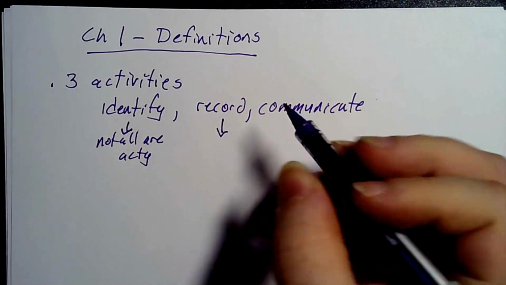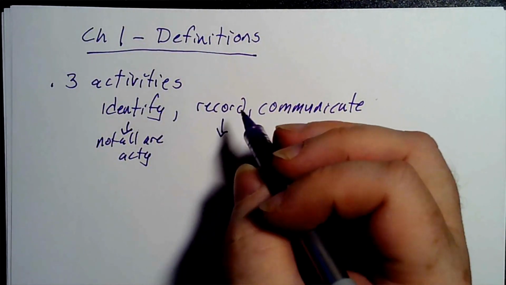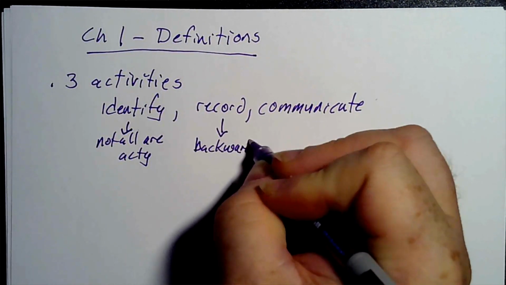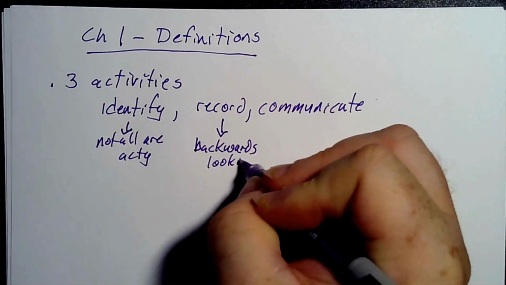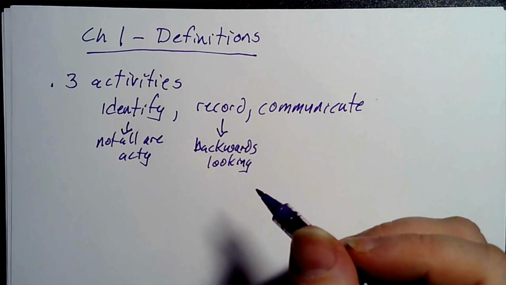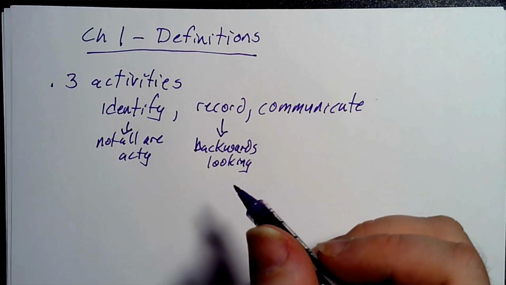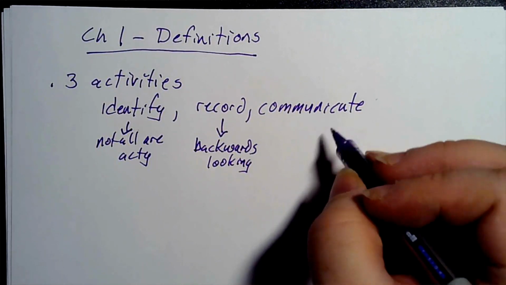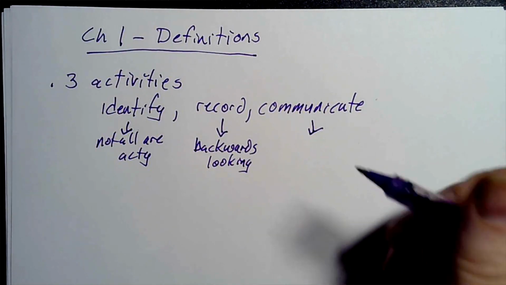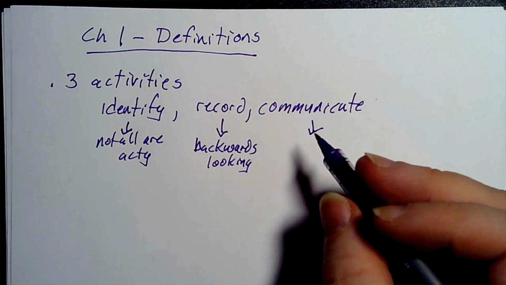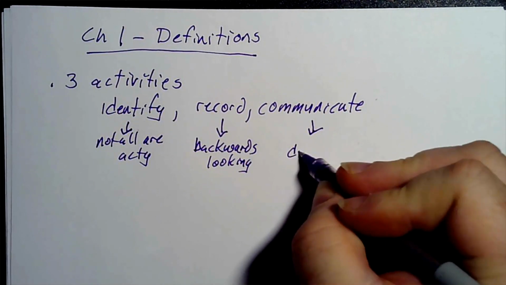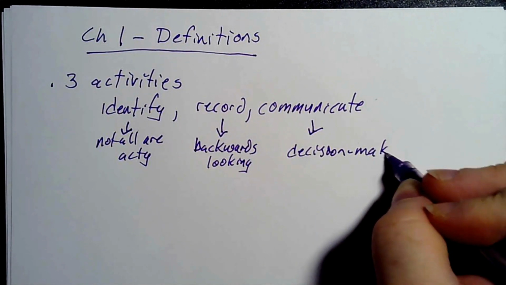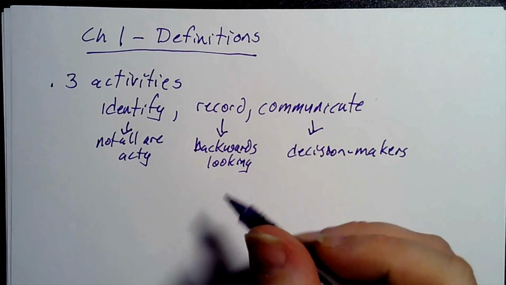Record: well, accounting is backwards looking. In other words, it's looking at what has happened and trying to record it precisely or accurately. When you get into finance, you're into a more forward-looking type of business discipline. And to communicate, we want to assemble that information that we've recorded and identified, and make it available to decision makers. Decision makers within the company need that information to do what they need to do.